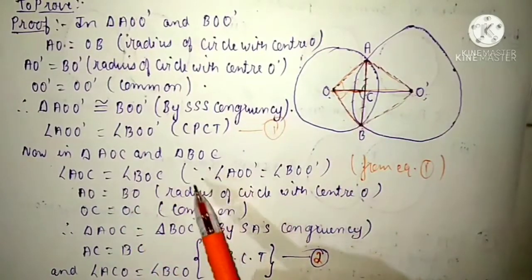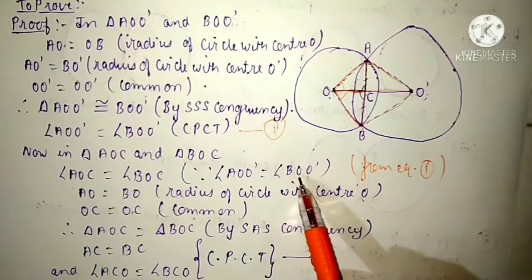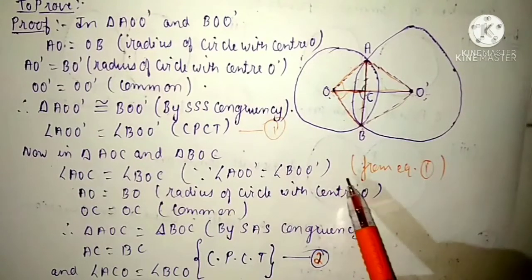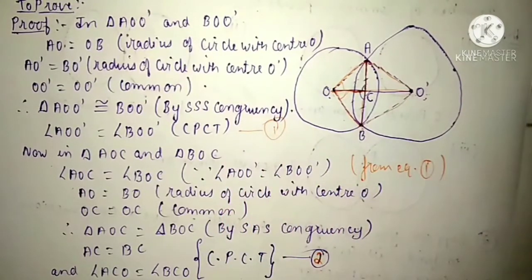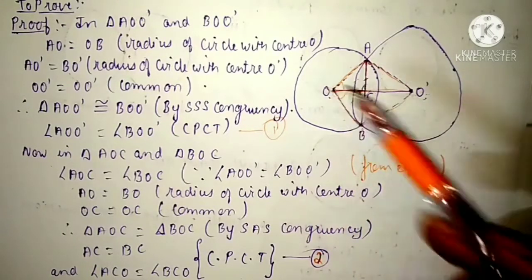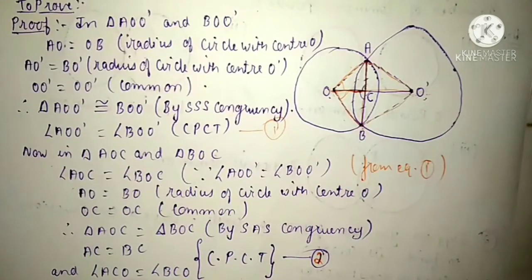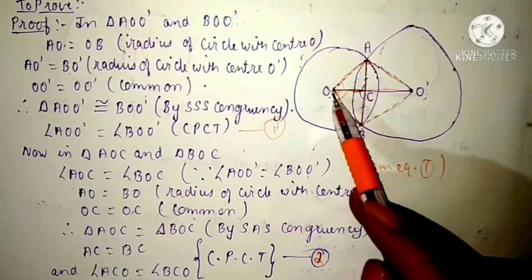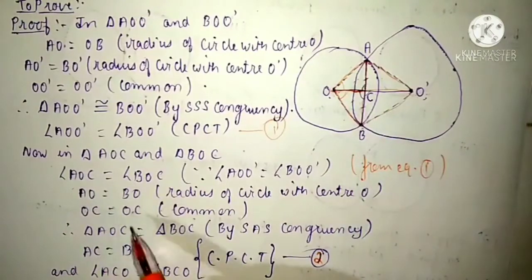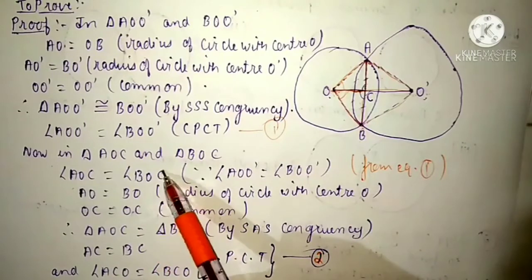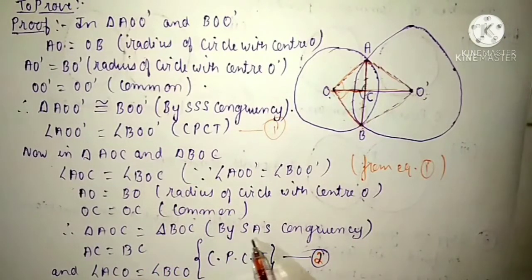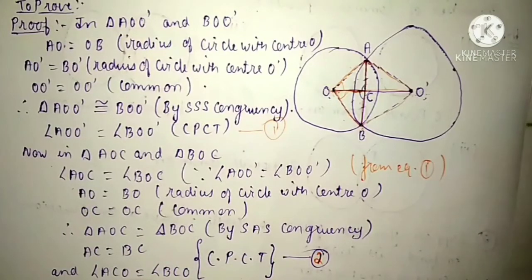In reason you can write, since angle AOO dash is equals to angle BOO dash, or you can write from equation number 1. Okay. Now after that, AO is equals to BO, again radius of circle with center O. Then OC is common in both the triangles, so OC equals to OC common. Now this is side, this is angle, and this is side. So by SAS congruency, triangle AOC is congruent to triangle BOC.